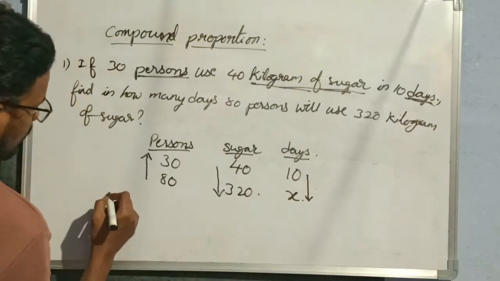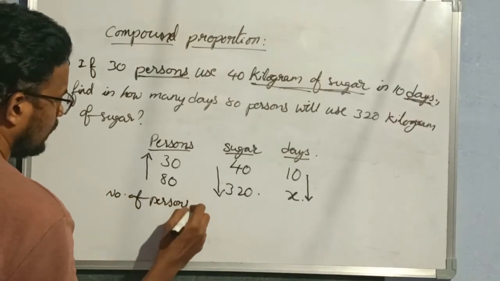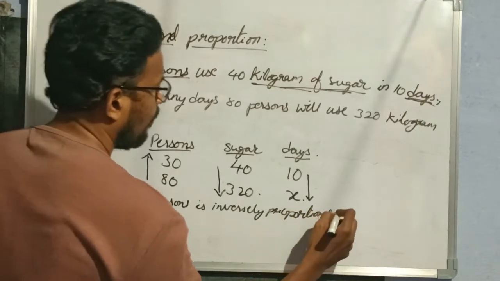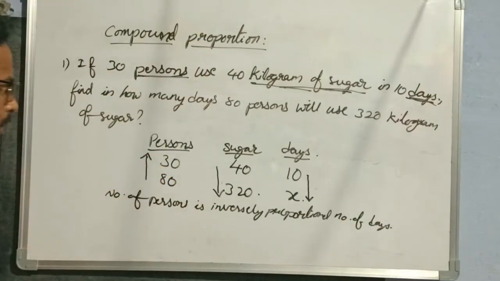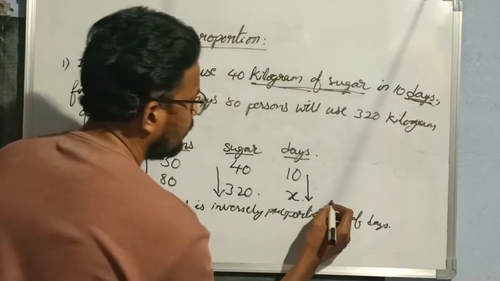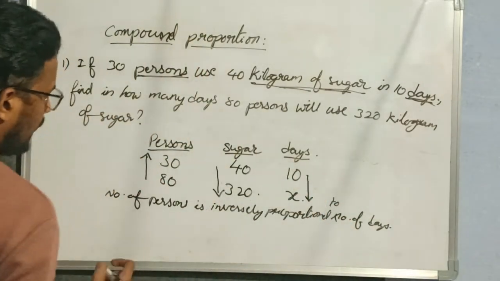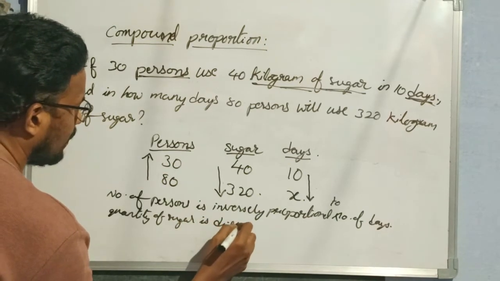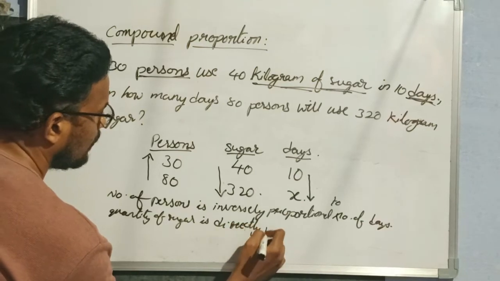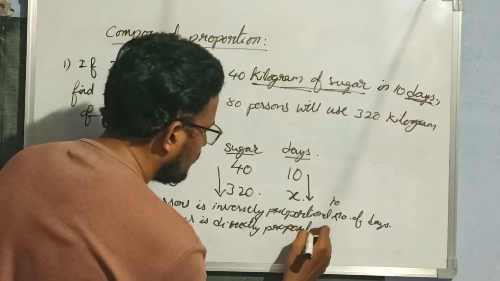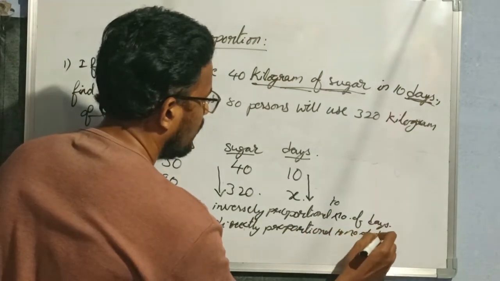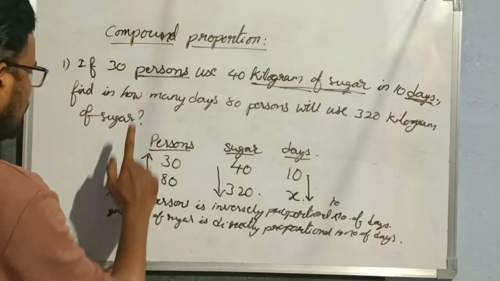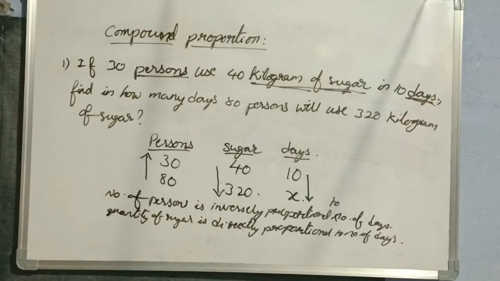So here number of persons is inversely proportional to number of days. Okay, number of persons is inversely proportional to number of days. In the same way, quantity of sugar is directly proportional to number of days. Okay, that's why I have taken days and quantity of sugar with a downward arrow but persons with an upward arrow, because persons and days are inversely proportional. Up to here understood now?